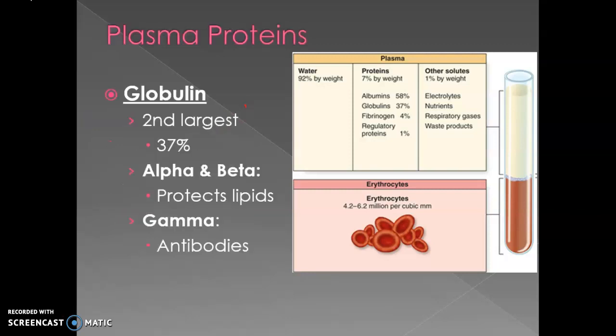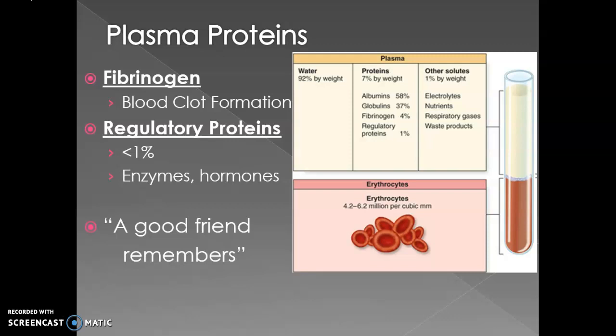The next plasma protein is globulin. This is the second largest type of plasma protein, and about 37% of plasma protein is globulin. I forgot to mention about 58% of plasma protein is albumin, and 37% of plasma protein is globulin. There are three types of globulins: alpha, beta, and gamma. As I mentioned before in my drawing, alpha and beta, they help in transportation of lipids and other ions, and gamma globulin makes antibodies.